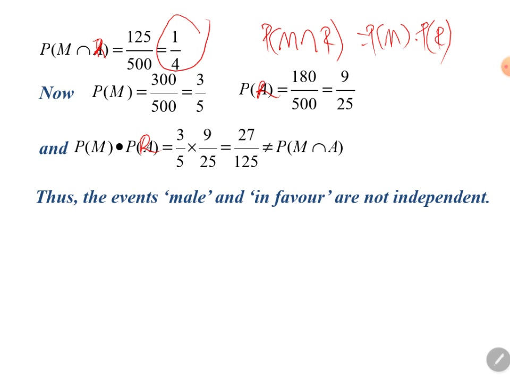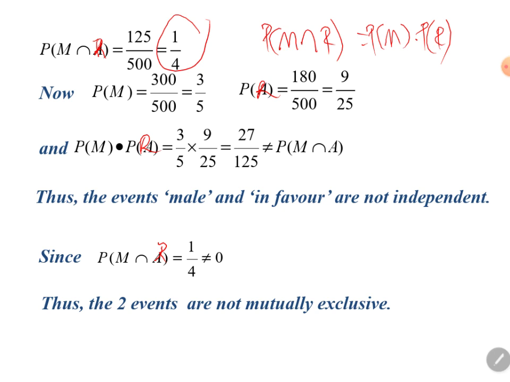And then the next one, are they mutually exclusive? No, totally not. Why? Because for mutually exclusive, the intersection should be 0. But the probability of M intersect R, which is the in favor, is not equal to 0, it is equal to 1/4. So we can say that the events M and R are not mutually exclusive.